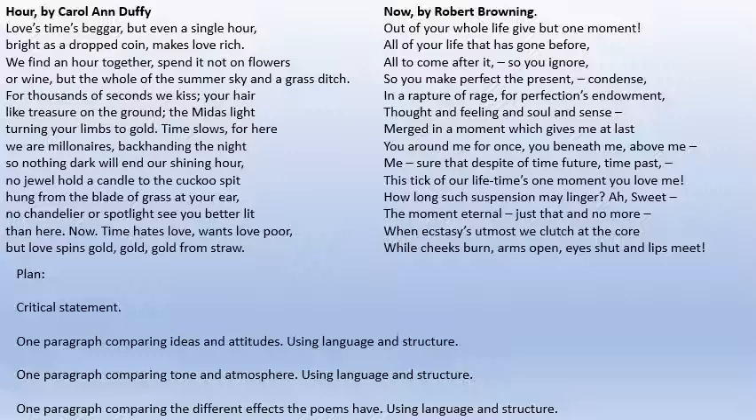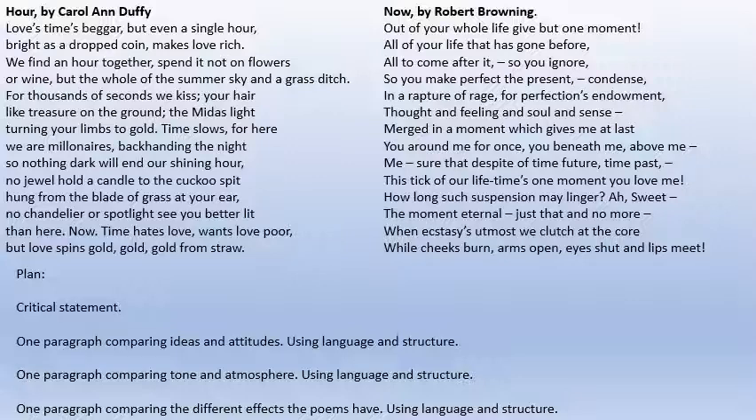So I'll show you the critical statement in a minute, but first of all I'm going to show you how to do one of these paragraphs. So what are these poems about? They're both about time, aren't they, and about how fleeting it is, but if you can focus on one moment, it can be as beautiful as the whole of time. That is, broadly speaking, what both these poems are about. So I'm going to show you how to do a comparison paragraph using language and structure that relates to ideas and attitudes. So let's have a look here.